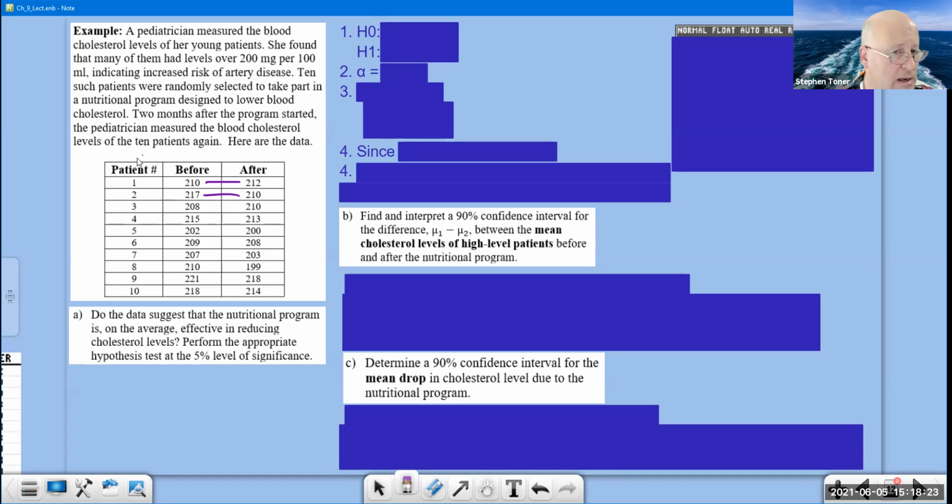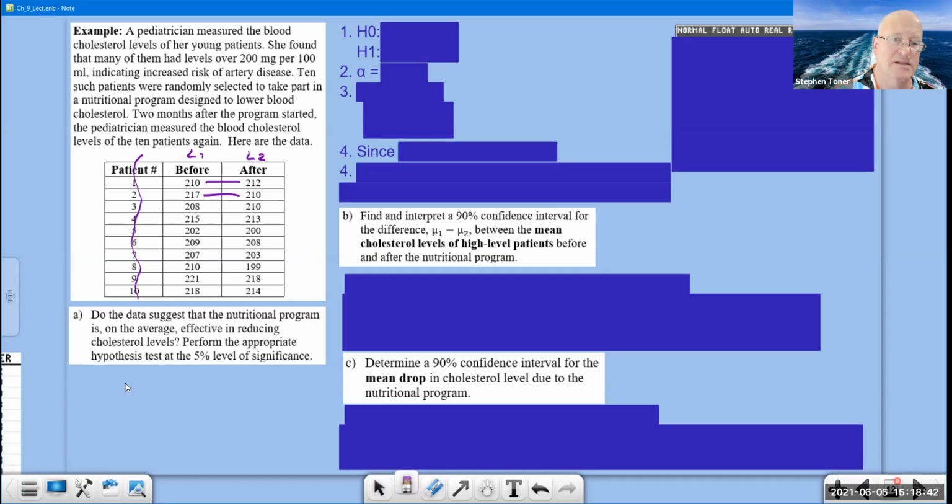Now, we're not going to enter the patient numbers into our calculator because those are just labels. We're just going to enter the before into list 1 and the after into list 2. And I encourage you to do so right now.